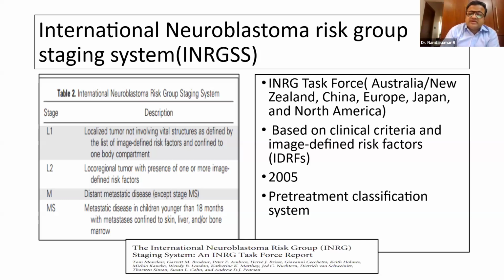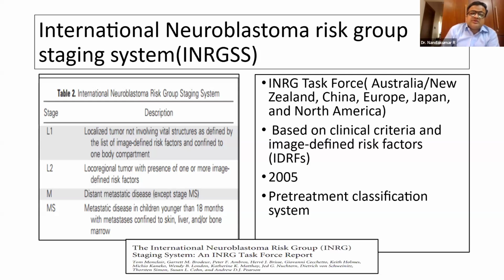So this is where the role of INRG came into place, and we classify patients into 4 different stages, that is L1, L2, M, and MS. L1 is similar to a local tumor, wherein it does not compromise the vital structures. But L2 is a loco-regional tumor, wherein an IDRF basically means involvement of nearby structures. For example, if it is encasing a vessel, then it becomes an IDRF. If you have a paraspinal mass which is obliterating the spinal canal, producing cord compression, then it becomes an IDRF.